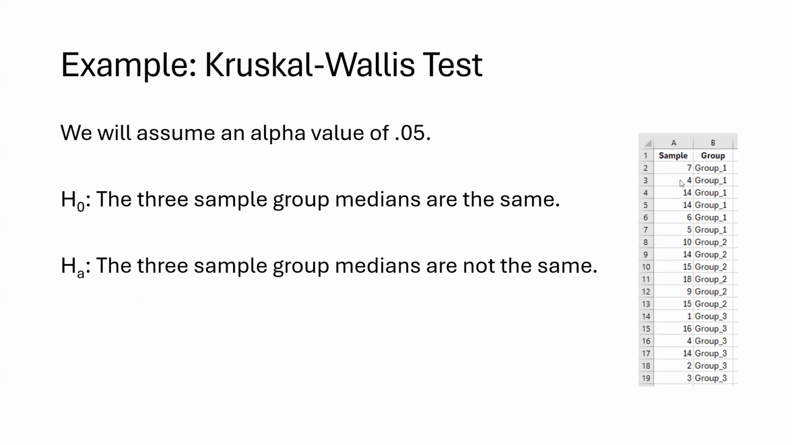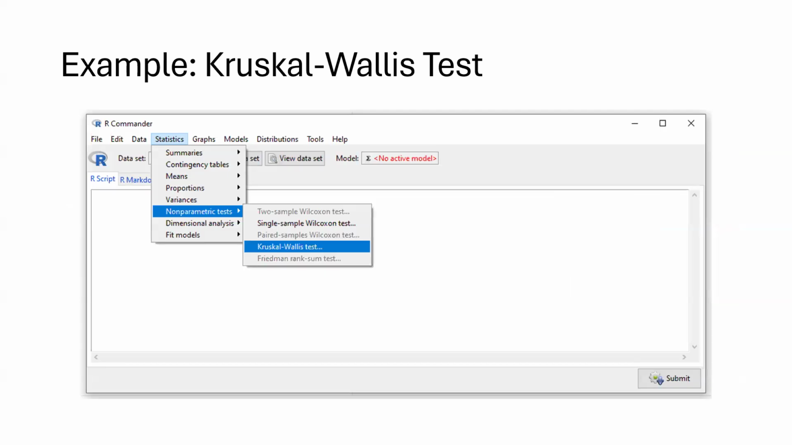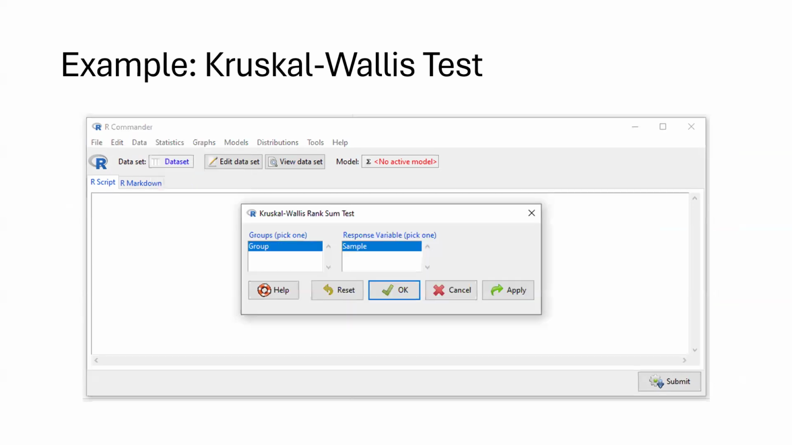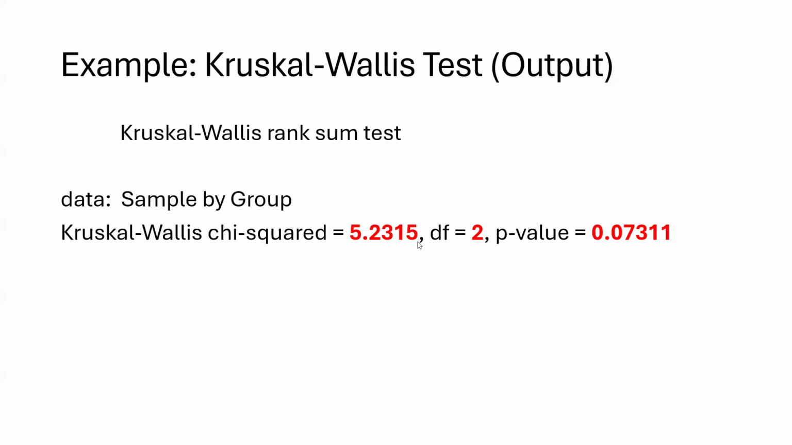And this is the data here if you wanted to enter it yourself and import it, or you can find it in the video description below in CSV format. So with this data imported into your R Commander, you would go to Statistics, Non-Parametric Tests, Kruskal-Wallis Test. Groups is going to be our group variable. A response variable is on the right, sample. Clicking OK will provide us with the following output.